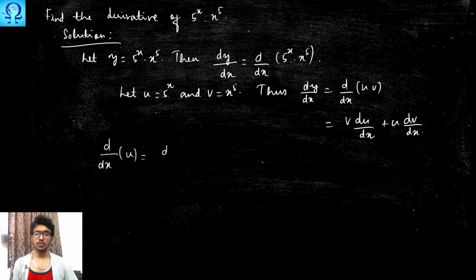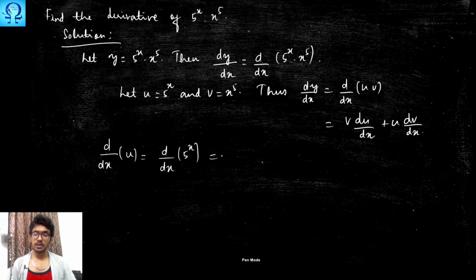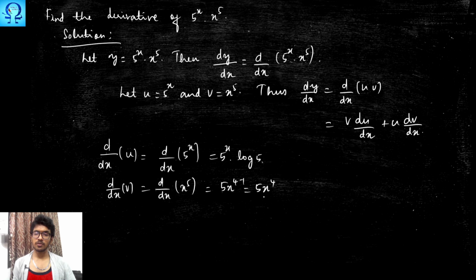Let us find d upon dx of 5^x, that is u, right? Here we have x in the power, not in the base. So we'll have to make use of the idea that we did in the previous problem. In the previous problem we had a. In the place of a we have 5. So it will turn to be 5^x log 5, right? So this is simply 5^x times log 5. And d upon dx of v would be what? That is d upon dx of x^5. This is the usual formula that gives us 5x^(5-1), that happens to be 5x^4.